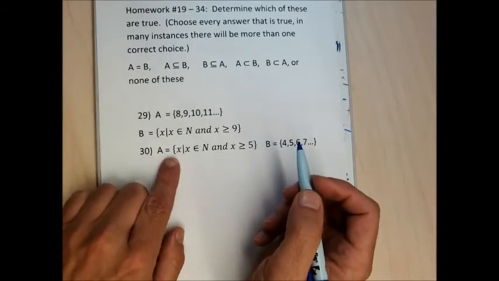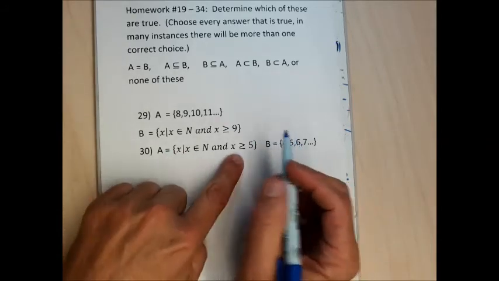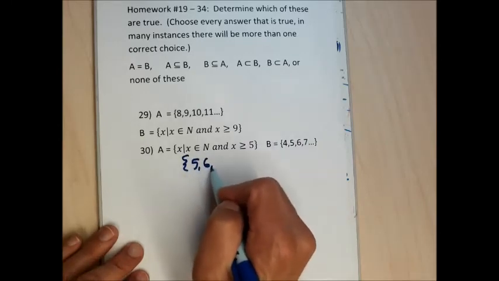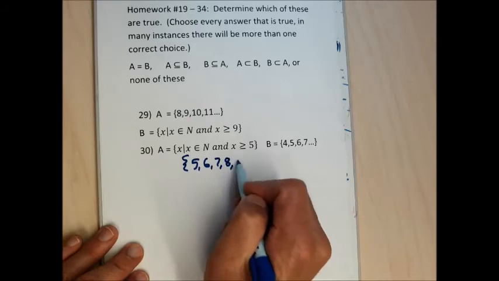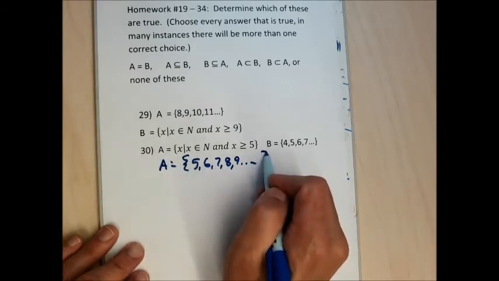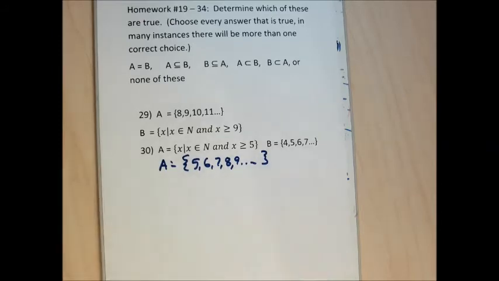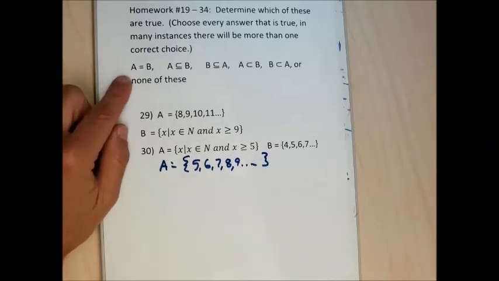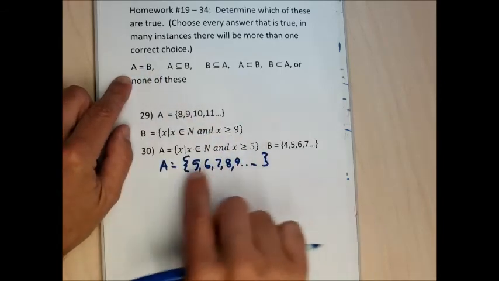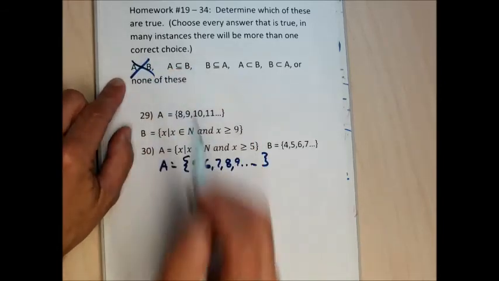Set A in 30 is a set of natural numbers that are greater than or equal to 5. My set is going to be 5, 6, 7, 8, 9, and so on. This is my set A. It's an infinite set. Now let's look at the choices. Is A equal to B? They're not equal because B has a 4 that A doesn't have, so that's no good.